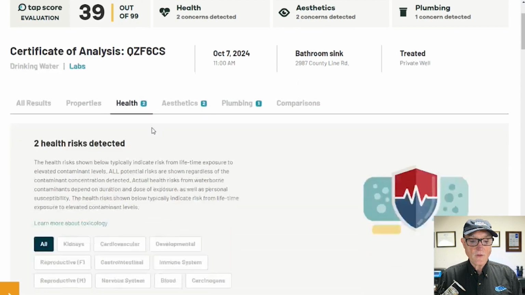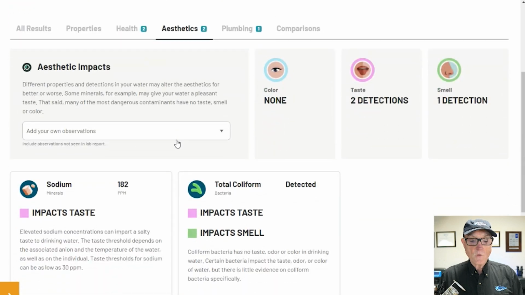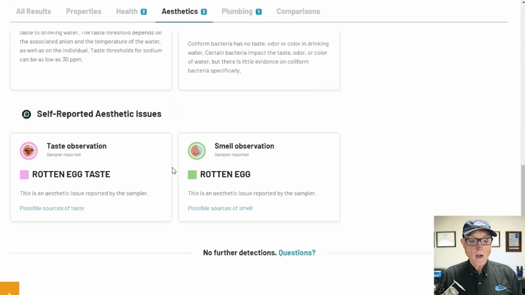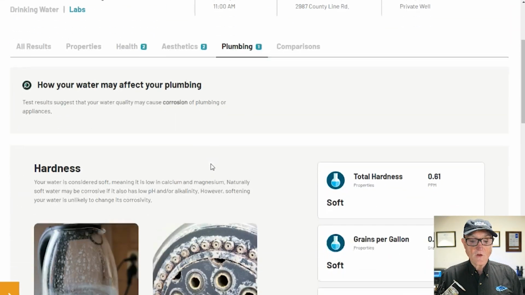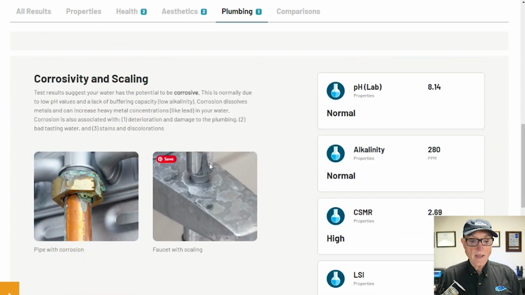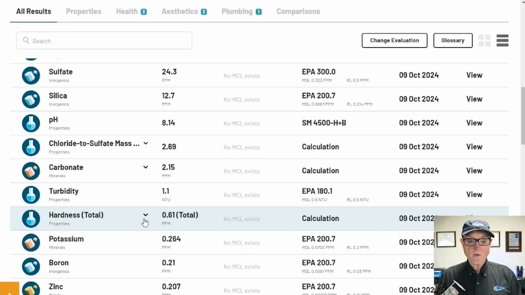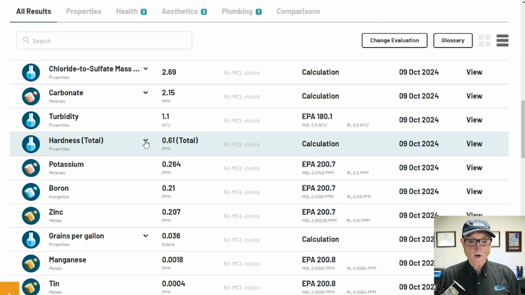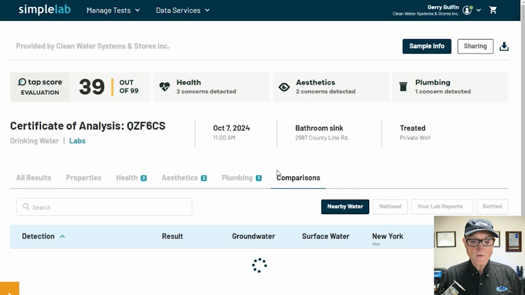The other thing you can do is you can go up here and pick different tabs. For instance, under health, you have 2 health risks detected for this one, lead and coliform. Under aesthetics, we have sodium, coliform. Also here, if you put in any self-reported aesthetic issues, like a rotten egg taste or rotten egg smell, this one has hydrogen sulfide in it. And then also, click on the plumbing tab, the water is hard, and it gives an explanation of what it is. So this is either after the water softener or the water is just naturally soft water. Okay, that's basically how you go over and figure out what's what with the water.